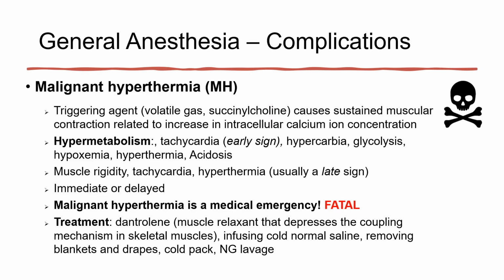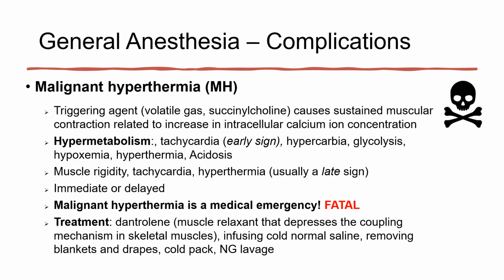Now, what I want you to focus on is the pathophys. The pathophys is going to be a state of hypermetabolism and muscular contraction. This can happen immediately once that medication is given to the patient, or it can be delayed. It can be during the surgery or sometimes even post-operatively. So this is a medical emergency because if left untreated, the patient will die. Okay, so malignant hyperthermia is fatal. So it's important that you know what the treatment is. What are the interventions we need to do for a patient that is developing this?